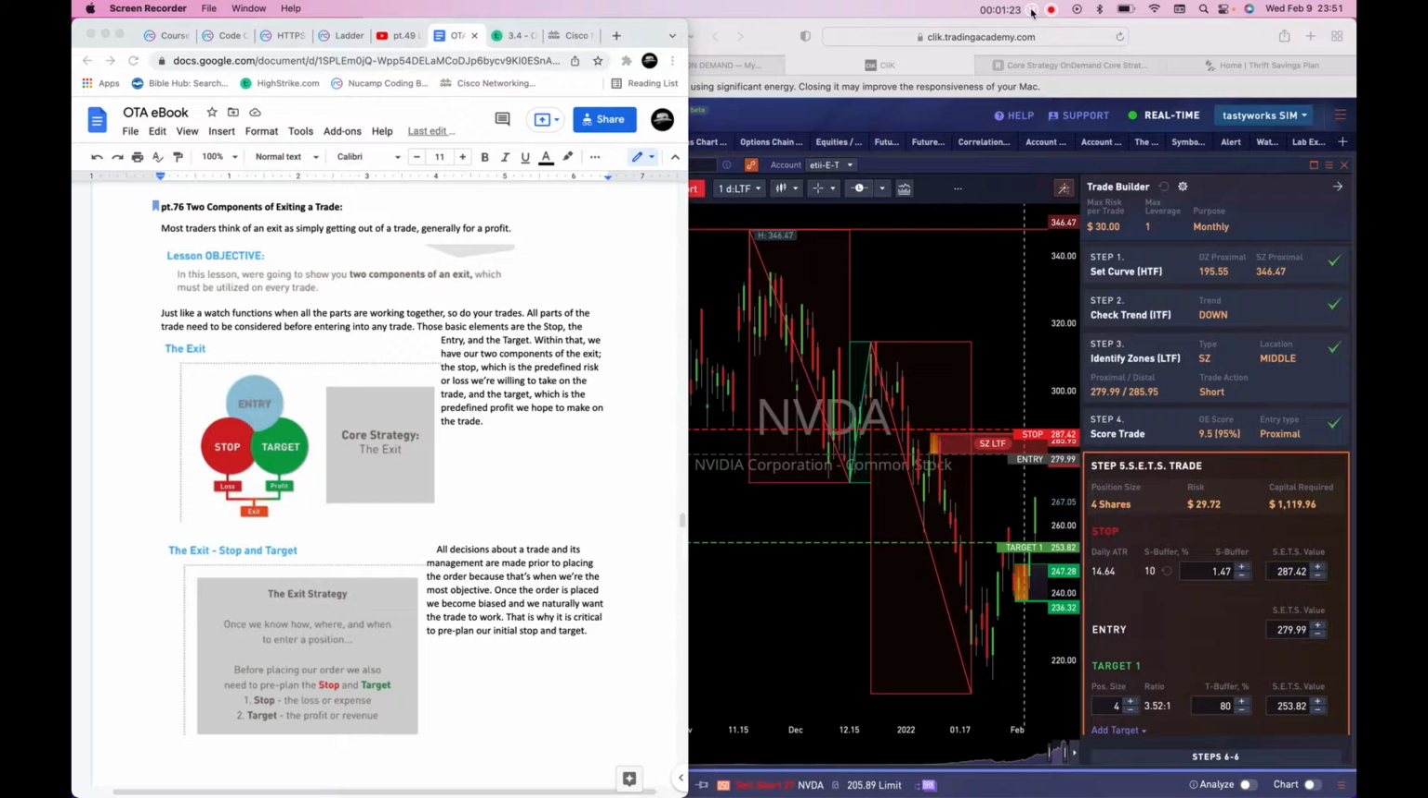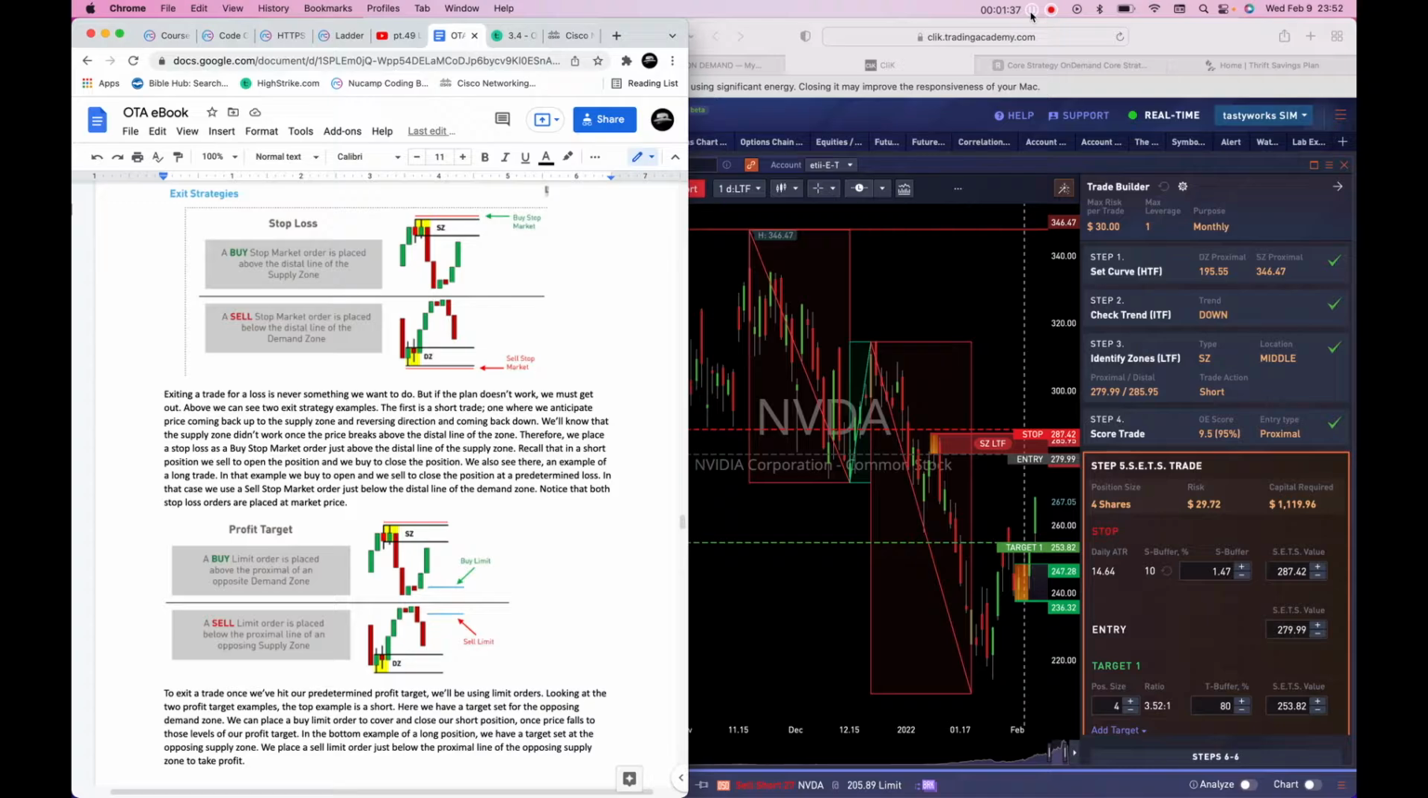That is why it is so critical to pre-plan our initial stop loss and our initial target before we enter into any trade. Exiting a trade for a loss is never something we want to do. But if the plan doesn't work and the trade isn't going in our favor, then we need to get out.